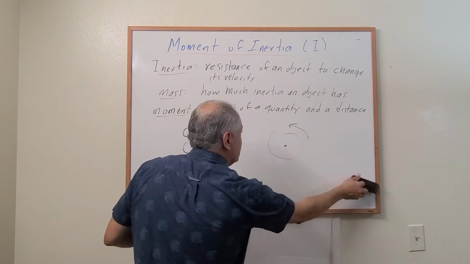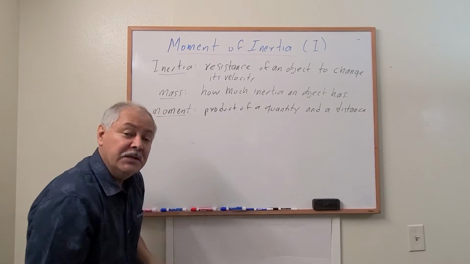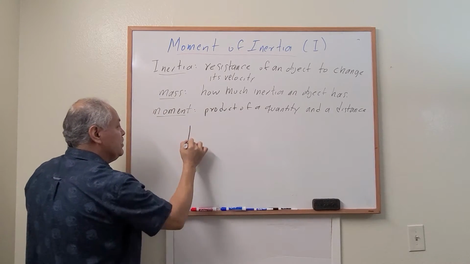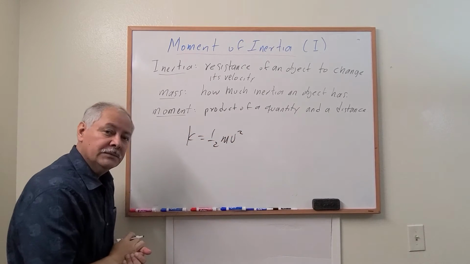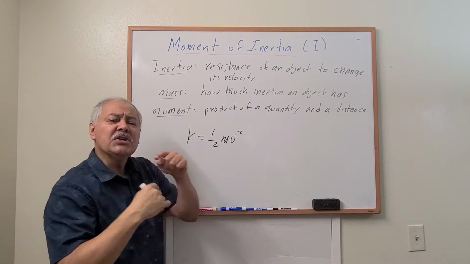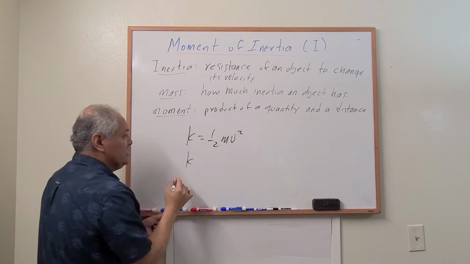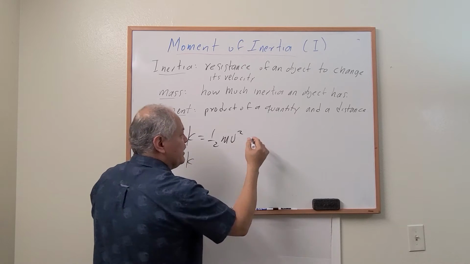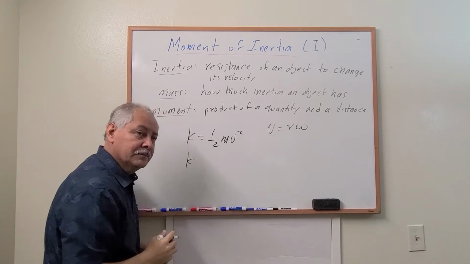Imagine that we have kinetic energy. Remember, kinetic energy is equal to 1/2 mv squared. Now let's go to rotational conditions. So what do we have? Remember, we have v equals r times omega.